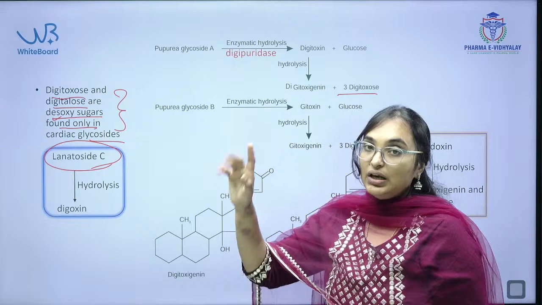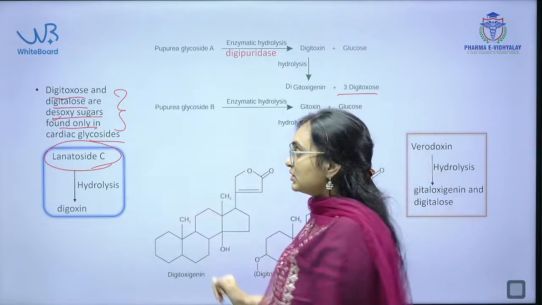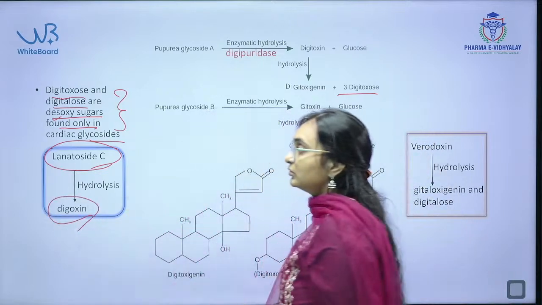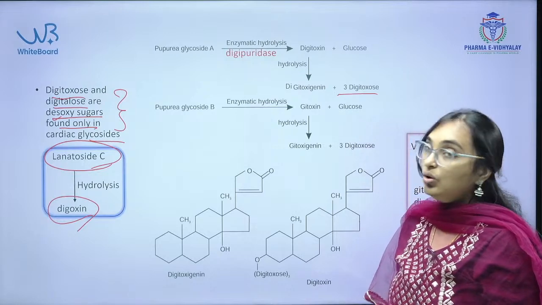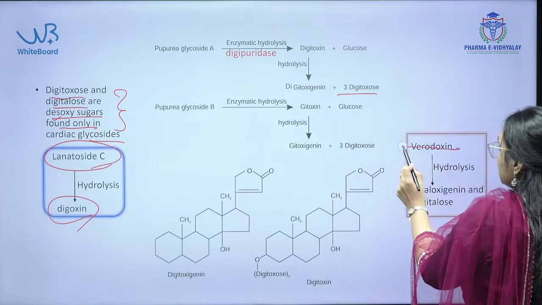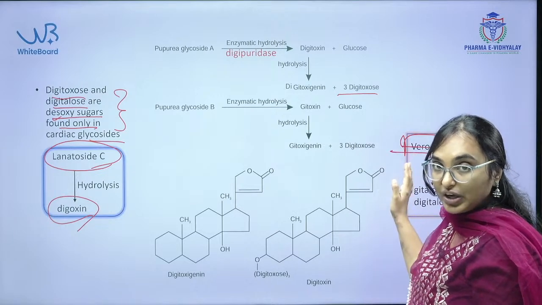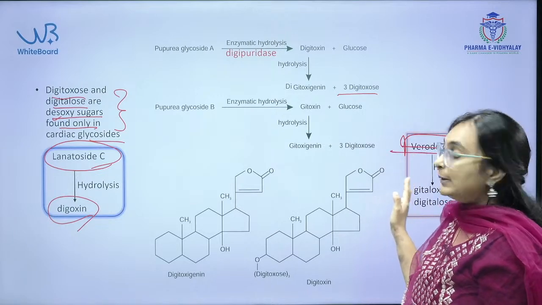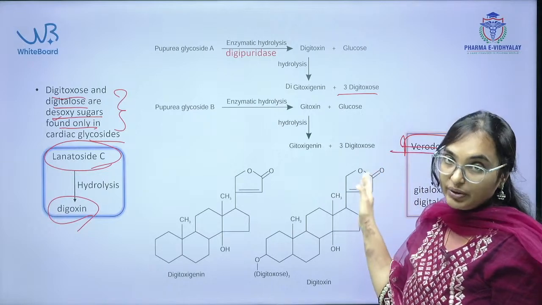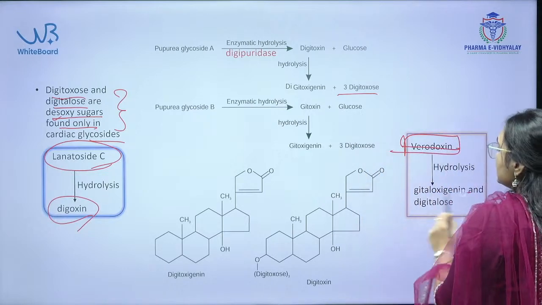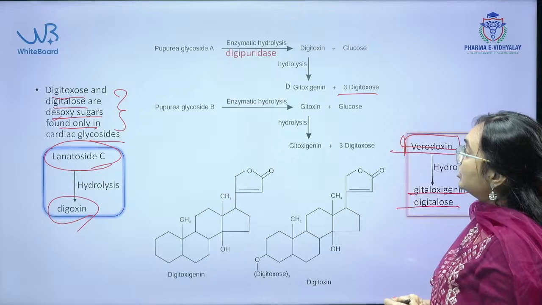And one more is there, lanatoside C. On hydrolysis it gives you digoxin. Lanatoside C gives you digoxin. Viridoxin, which is also a cardiac glycoside of Digitalis purpurea, on hydrolysis gives gitaloxigenin and digitalose.